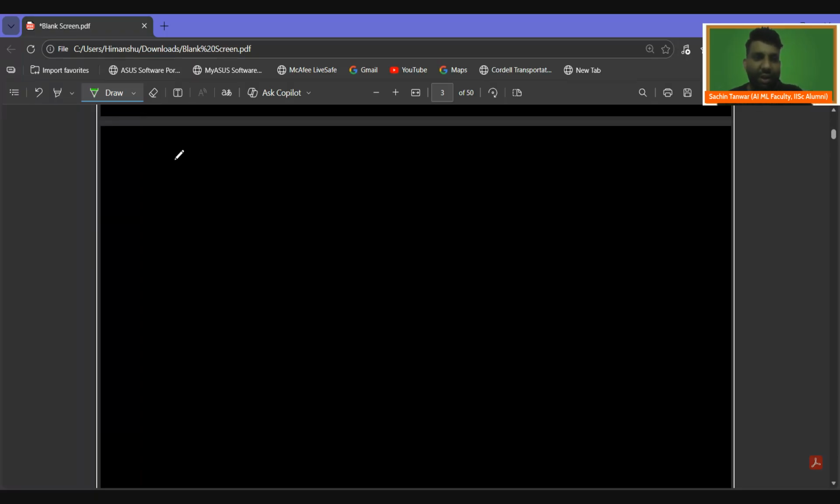So I can just write it out over here. The similarity idea would be like the inverse of distance. If I'm having higher distance, similarity would be lesser. If I'm having lower distance, similarity would be higher. So that is the idea.